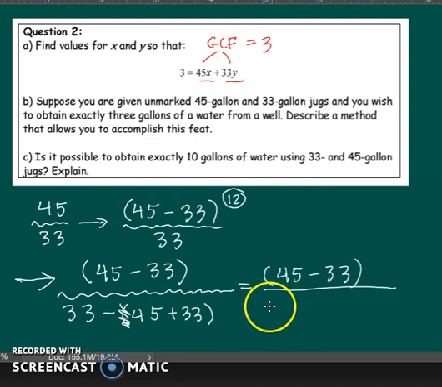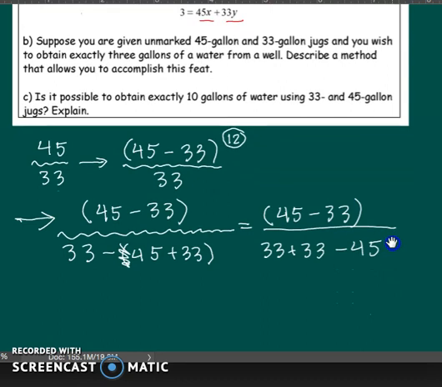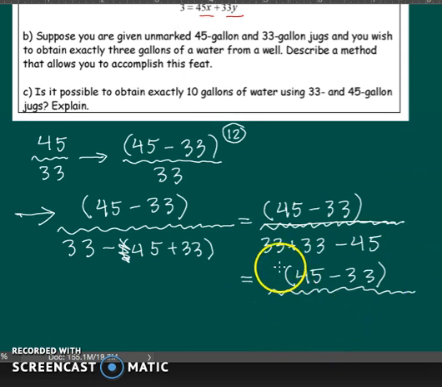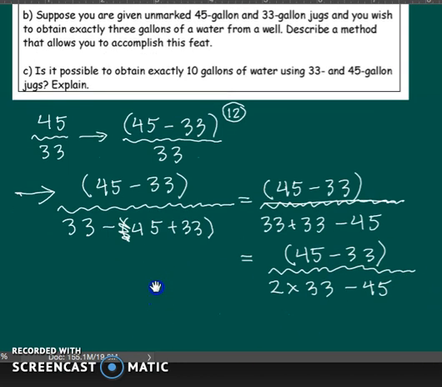So I can rearrange it. I can say 33 plus 33 minus 45. And another way I can write that is 45 minus 33. Oh, I meant to make this a squiggly line. Don't forget, these are not fractions. And then instead of 33 plus 33, I'm just going to write 2 times 33, and I'm going to leave minus 45. Okay, let's move on to the next step.